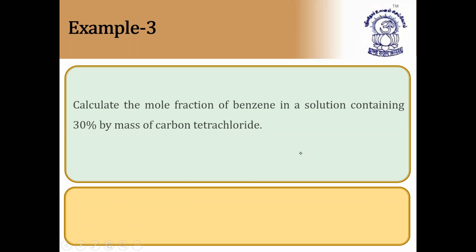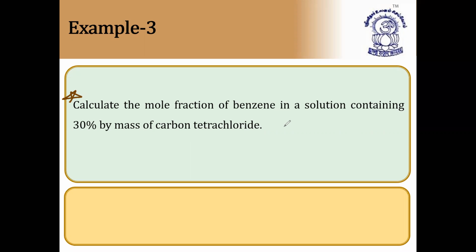Next question. Calculate the mole fraction of benzene in solution containing 30% mass by mass of carbon tetrachloride. Very, very important here. From mass percentage, they have given 30% by mass. Mass percent means weight by weight. So 30% means 30 grams of CCl4 will be there, and the remaining, so 100 grams of solution total.